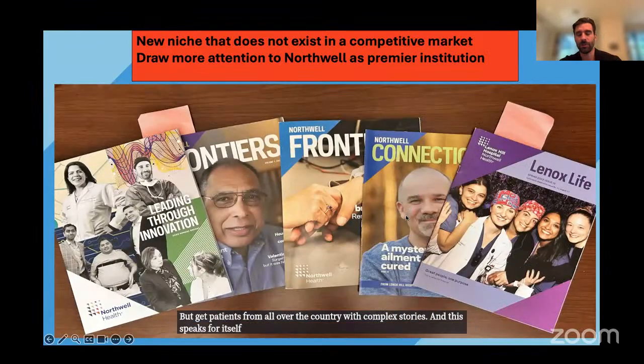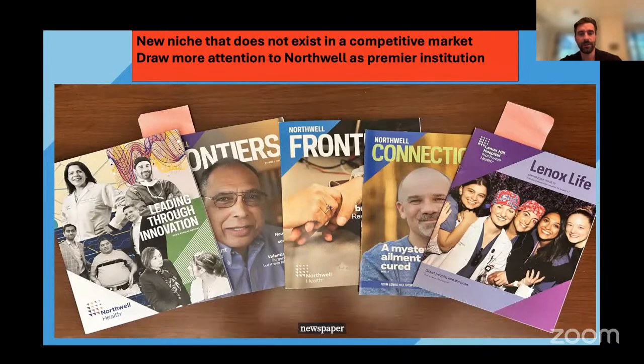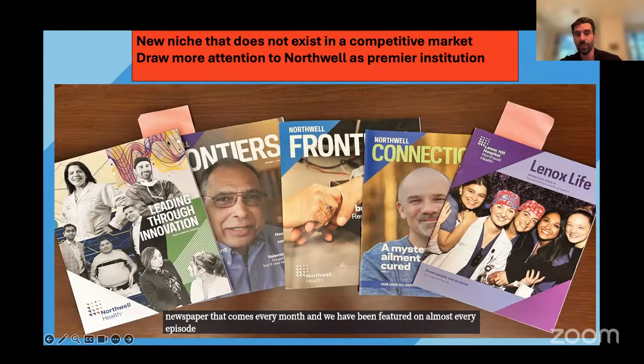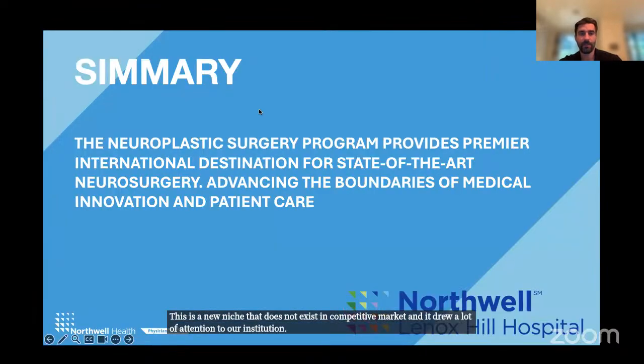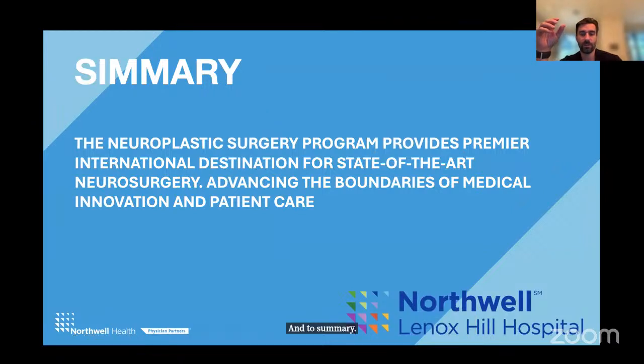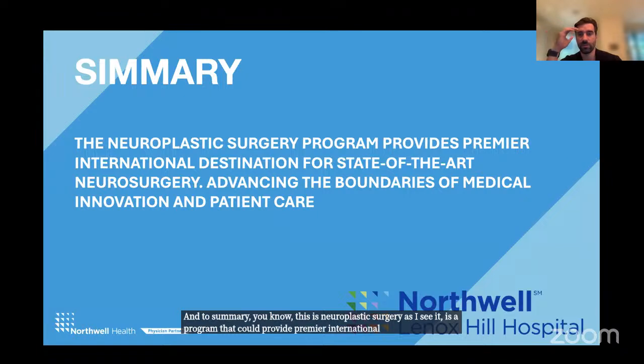This is our internal newspaper that comes out every month, and we're being featured in almost every episode. This is a new niche that does not exist in the competitive market, and it draws a lot of attention to our institution. And in summary, neuroplastic surgery, as I see it, is a program that could provide premier international designation to state-of-the-art neurosurgery, advancing the boundaries of medical innovation and patient care.